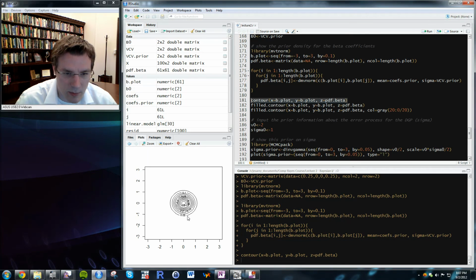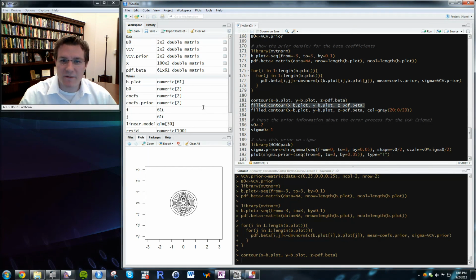Now I'll show you what it looks like first. Here's a contour plot. Every circle in the plot is a line of constant density. So for example, this line at 0.05 tells you these are all the different values of the beta coefficients for which the density is 0.05. And you can see it climbs a mountain here. This is basically a mountain centered on 0, 0 with no correlation between the two coefficients.